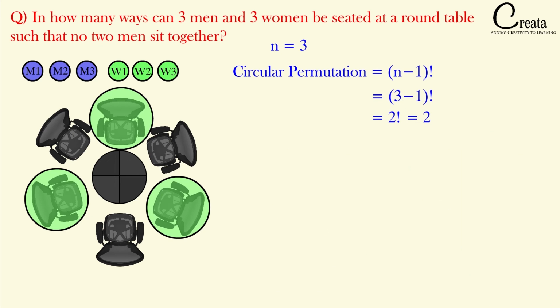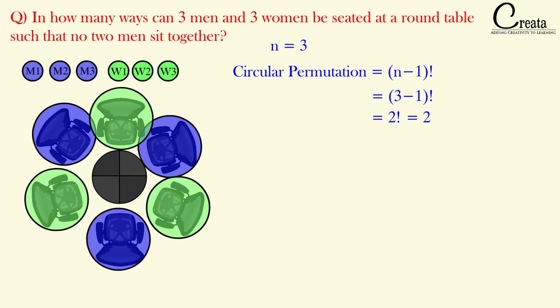Further, now we are having 3 slots and we are having 3 men. Now we will see how to accommodate the 3 men in these 3 slots. Now the question is, for these 3 slots, whether the circular permutation will be applicable or the normal permutation will be applicable. We are having 3 slots and we are having 3 men.